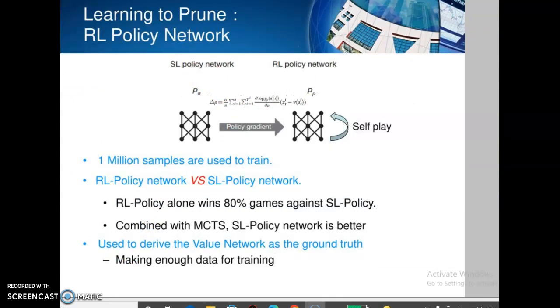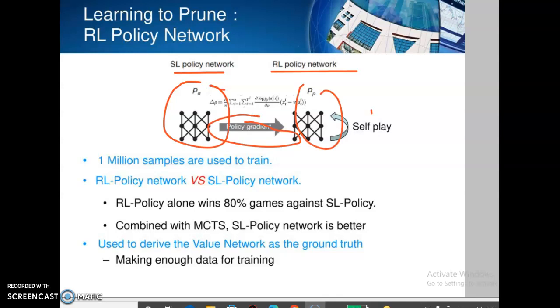Learning to improve the RL policy network from the SL policy network. P sigma, P rho, policy gradient, self play like this. One million samples are used to train the RL policy network versus the SL policy network. The RL policy alone wins 80% of games against the SL policy. Combined with the MCTS, the SL policy network is better. We should derive the value network with this as the ground truth, making enough data for training.